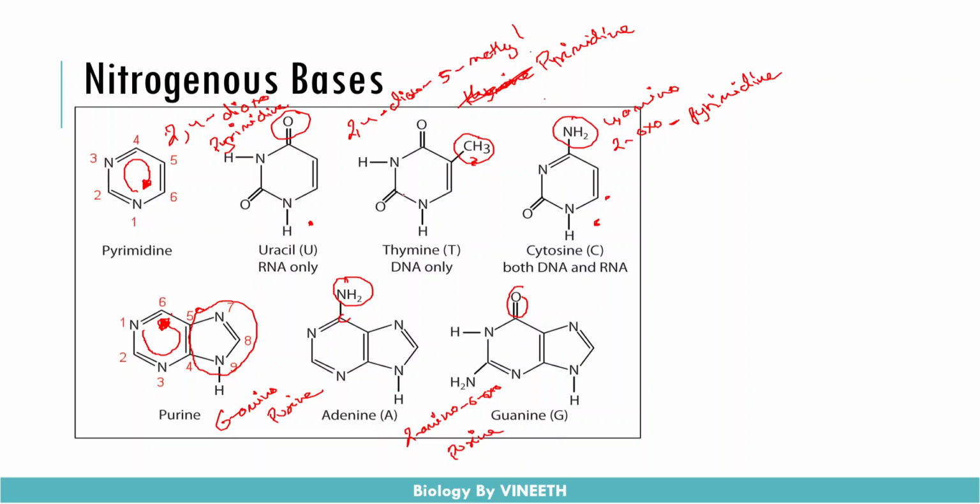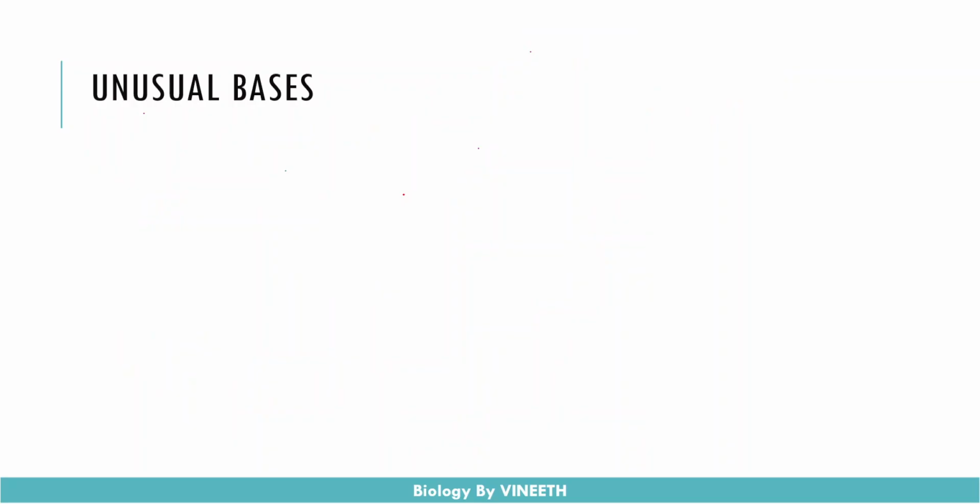Okay, so just remember nitrogen bases are of two types, purines and pyrimidines. Purines are the double ring compounds, while pyrimidines are the single ring compounds. Uracil is present in the RNA, while thymine is present in the DNA. So this is the major difference between DNA and RNA.